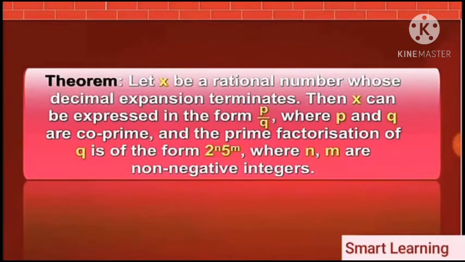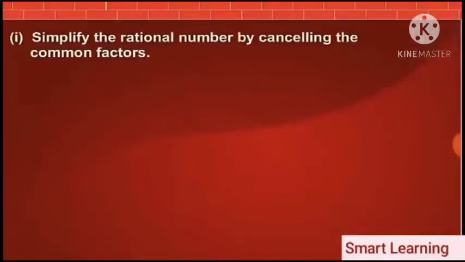It sounds complicated, doesn't it? Never mind, we will simplify it for you. What this means is, for a given rational number, if we have to find out whether it has a terminating decimal representation or not, then first simplify the rational number by cancelling the common factors.